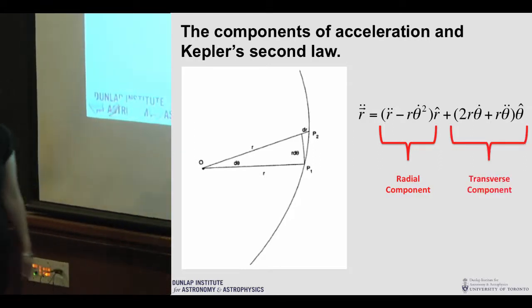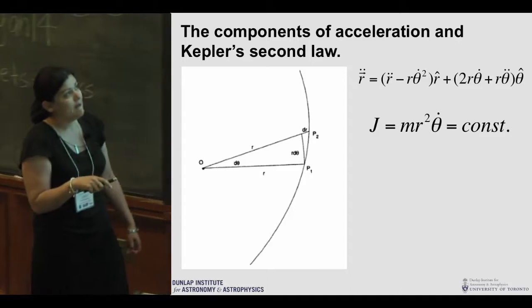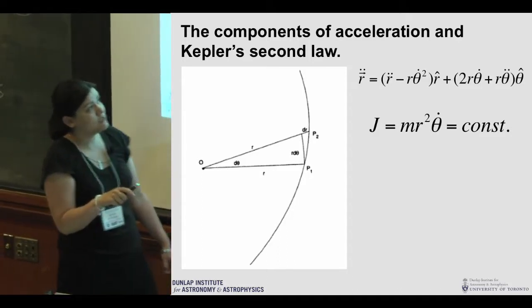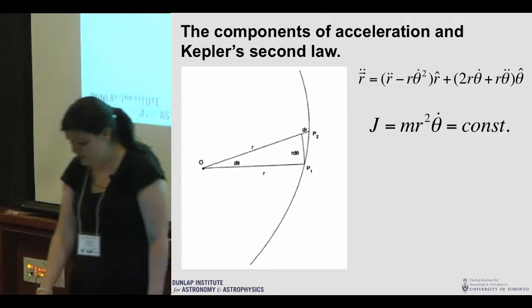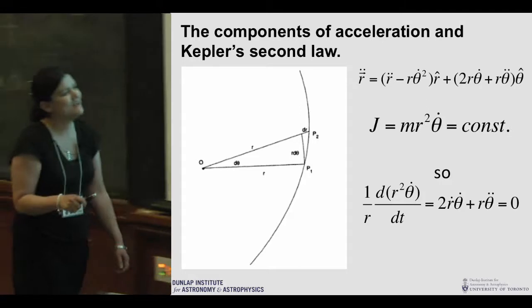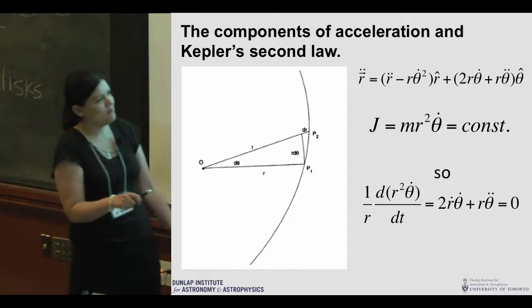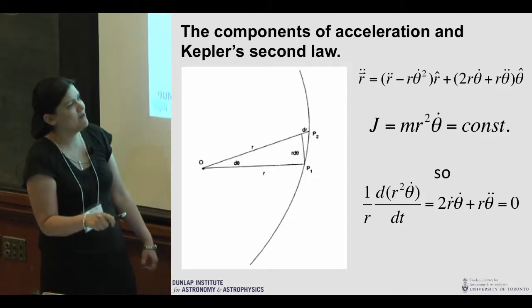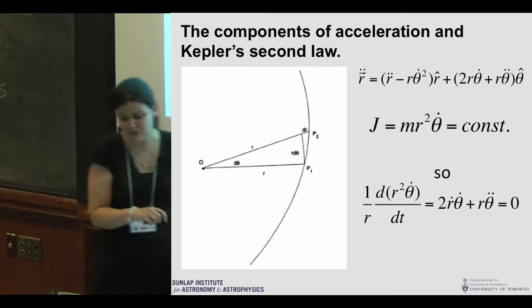Now we can take the fact that we know what the magnitude of the angular momentum is. It looks like this, and that's actually a constant, which we showed before. And so we can plug this in and do some math. If we take the time derivative of this, and divide 1 by 1 over r, we get out this component, which is the transverse component of the acceleration, and we see that that's equal to 0.